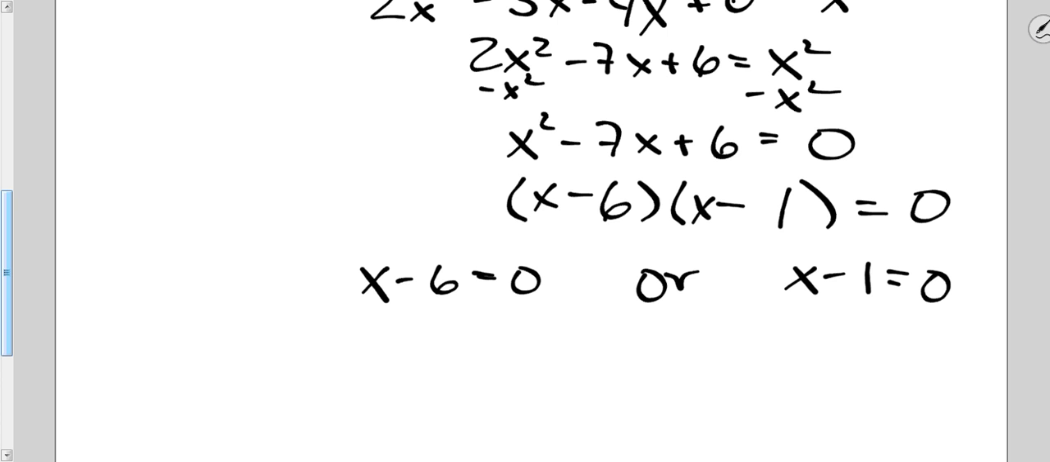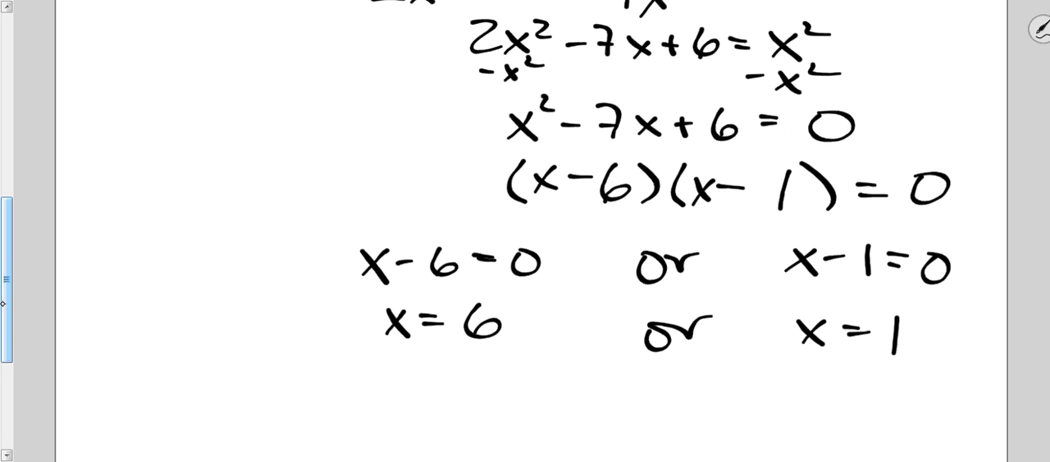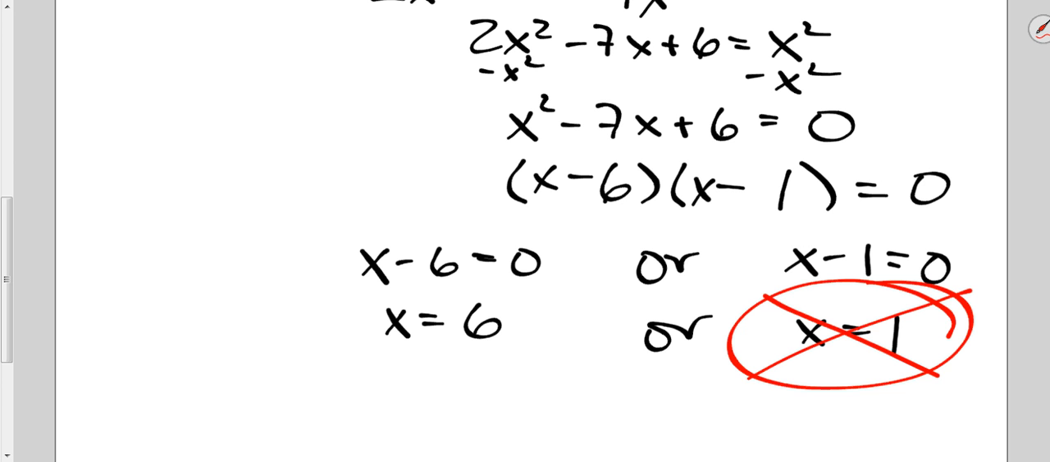Now what? Well, x equals 6 or x equals 1. What's the problem here? X has to be greater than 2. So x equals 1 can't be true. This guy goes away, and I'm left with x equals 6. And that is the only answer that I have because I know my domain has to have something greater than 2.